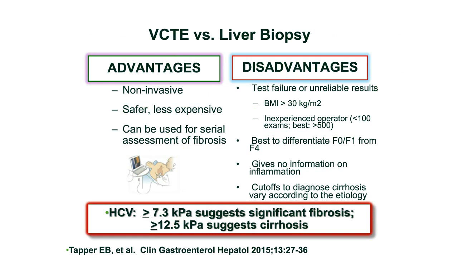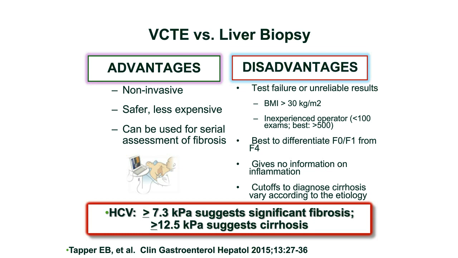So elastography versus liver biopsy, again, elastography is non-invasive. It's less expensive and safer, and can be used as serial assessment for fibrosis, which I really think is its biggest advantage. The disadvantages, it can be unreliable, particularly as the BMI gets to very high levels, although there's an XL probe. If you're an inexperienced operator, you're not going to perhaps get as reproducible results. And again, just like our serum test, it's best to differentiate F0 from F1. It gives no information on inflammation this time.